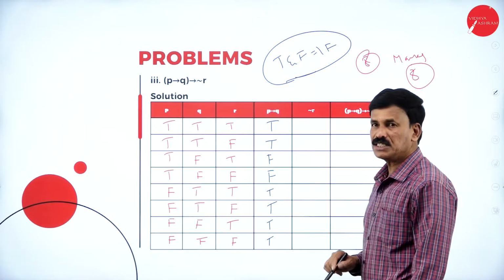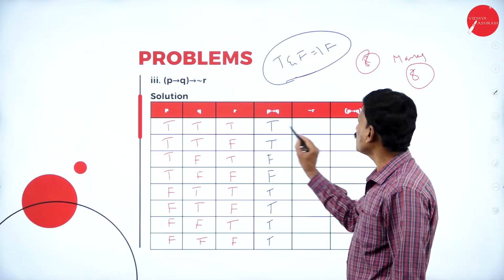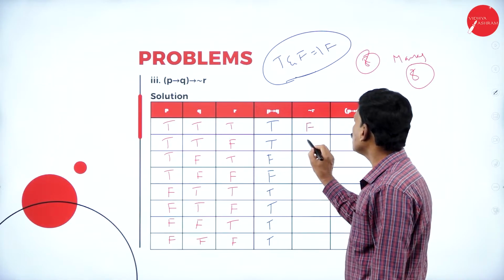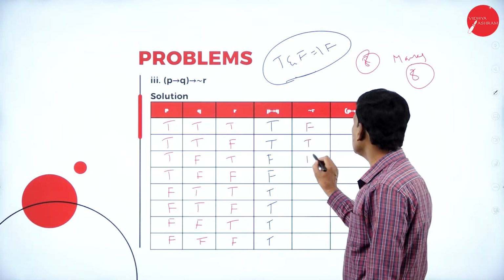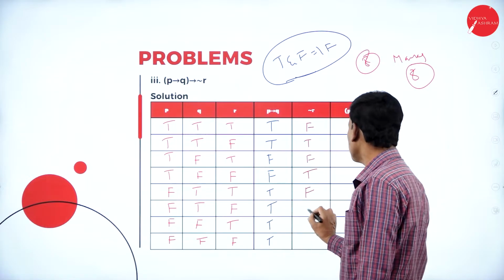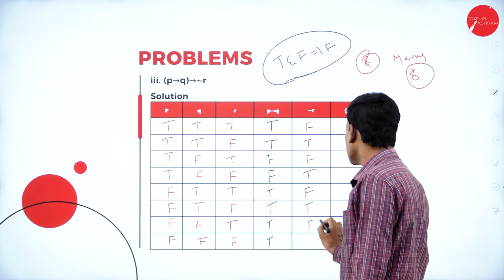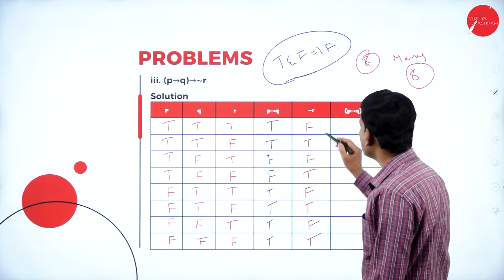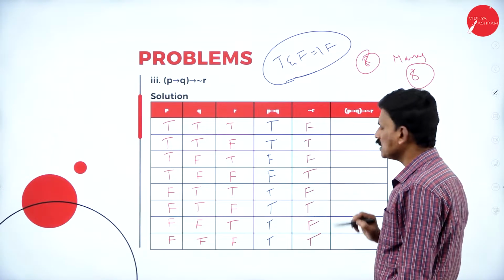Now, next, negation of R. So, negation of R. For T, it is F. For F, it is T. For T, it is F. For F, it is T. Again, for T, it is F. For F, it is T. Again, for T, it is F. For F, it is T. So, alternating F, T, F, T, F, T, F, T.